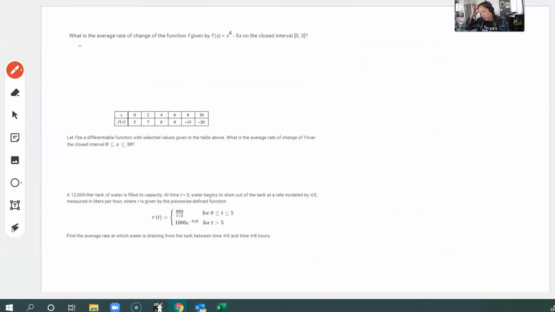So there are some more challenging questions here if you want to tackle them. I'll put this into a second video because I'm already getting a little long. But I've got 3 questions. 2 that are pretty straightforward, one using the algebra, one using the table. And then one that introduces a piecewise function. So if you want to see something a little more challenging, stick around.